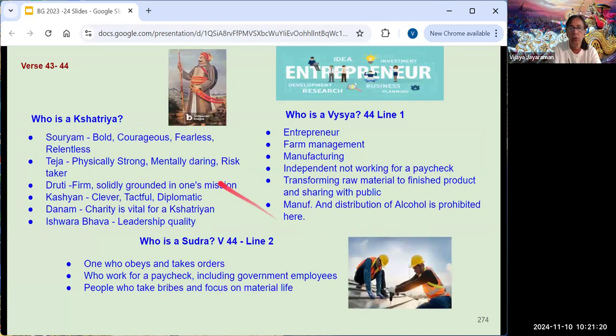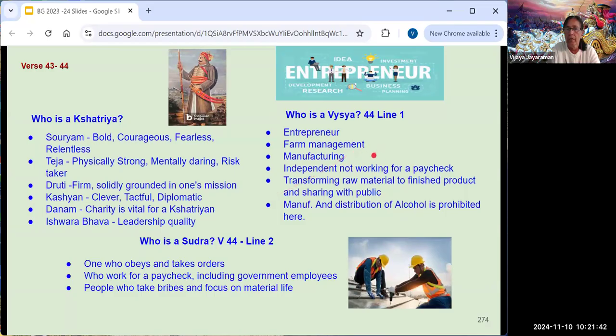Who is a Kshatriya? Bold, courageous, fearless, relentless, physically strong, mentally daring, risk-taker, firm, solidly grounded in one's mission, clever, tactful, diplomatic. Charity is the vital quality of a Kshatriya. Leadership quality. Those who have these qualities are Kshatriyas.